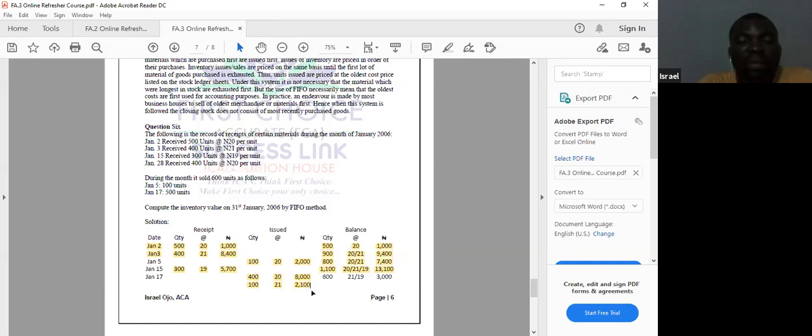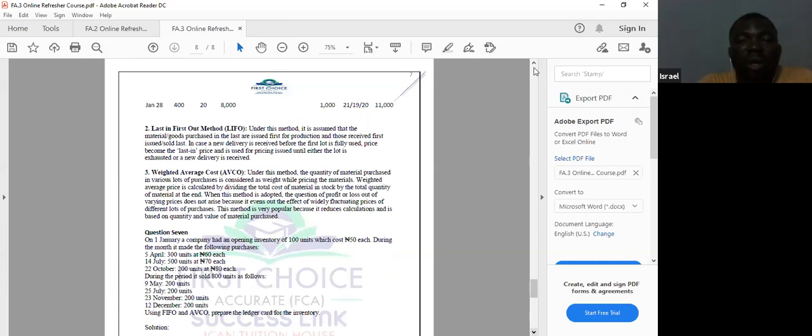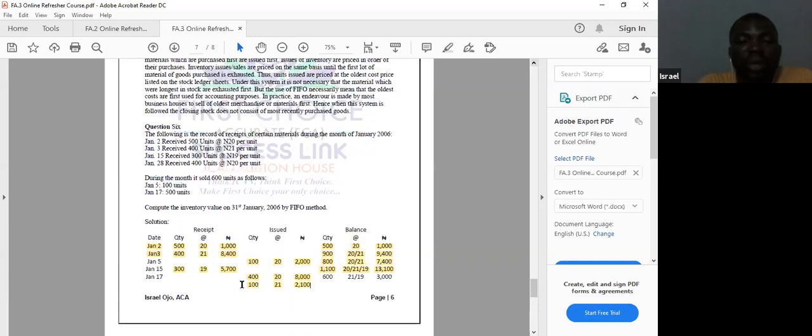After we have gotten that, the next thing is now for us to add. So we now look at this. Okay, 400 plus 100 will give us 500. 1,100 minus 500 will give us 600. After that, we repeat the same thing for the total naira. We now say, okay, fine. 8,000 plus 2,100 will give us 10,100. 13,100 minus 10,100 will give us 3,000. So it means that the balance that we have as at June 17 is 600 units, and the value of the inventory that we have is 3,000.